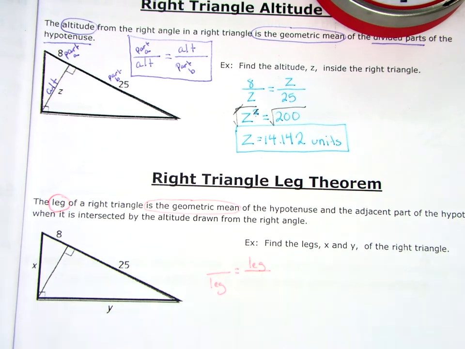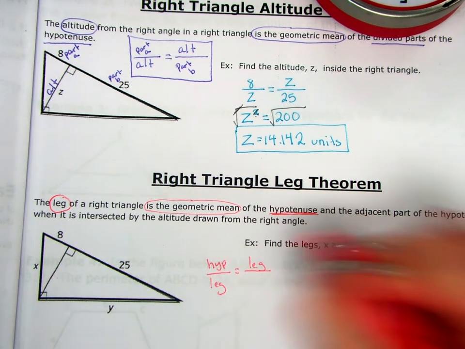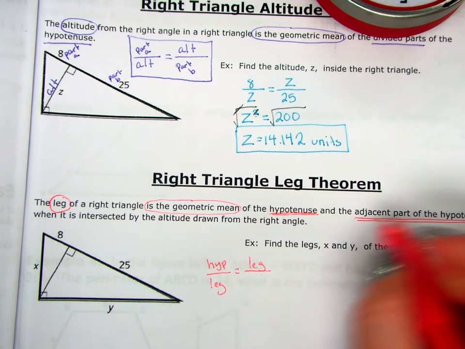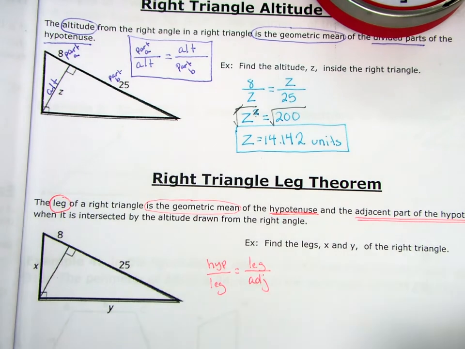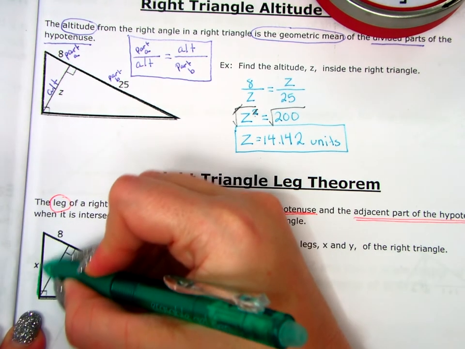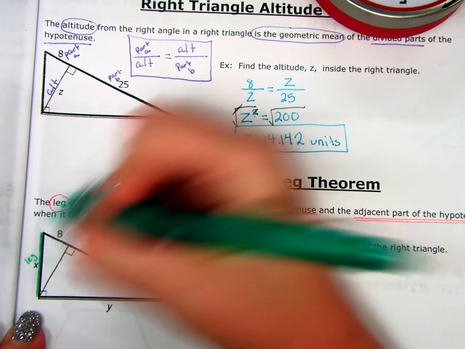Okay? What two things is it the geometric mean of? It's the geometric mean of the hypotenuse and the adjacent part of the hypotenuse. I'm just going to put ADJ for adjacent. Okay? So it says for my example to find both x and y. We're going to do one at a time. Both x and y are both legs of the triangle, right? You have a leg and a hypotenuse. Okay? So let's say I'm going to start by finding x, this leg. X is a leg.